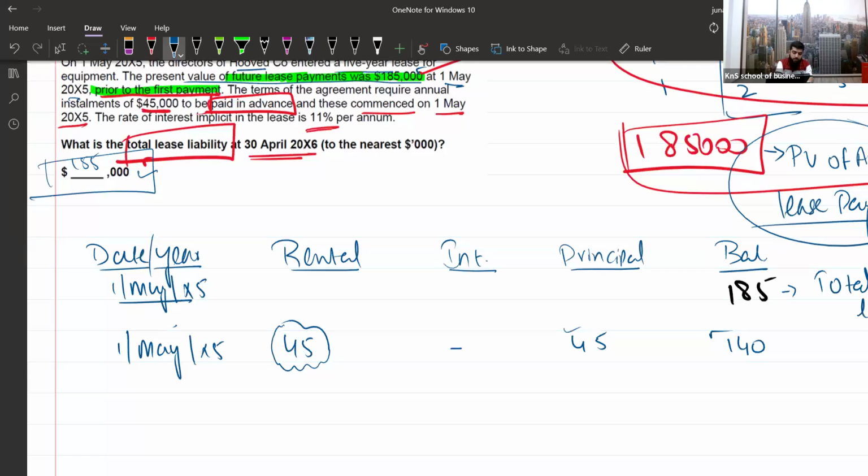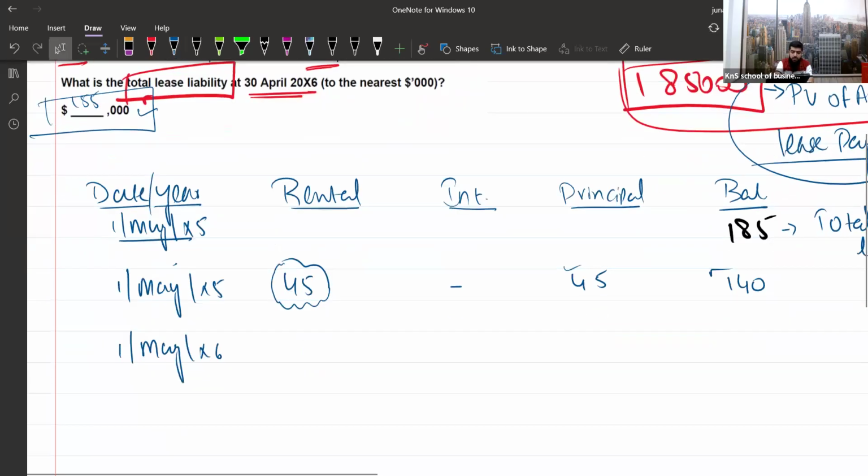Now, how? For example, let me continue with that table. Remember, we are not here to just solve the question. We are here to learn many things. Obviously, on the very 1st of May 2006, that is at the start of the next accounting period, I'll be paying 45,000 as a rental. Now, will there be an interest element?